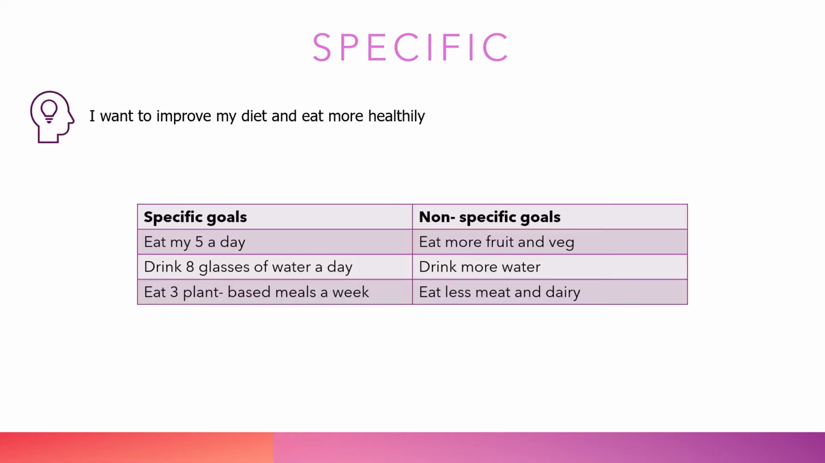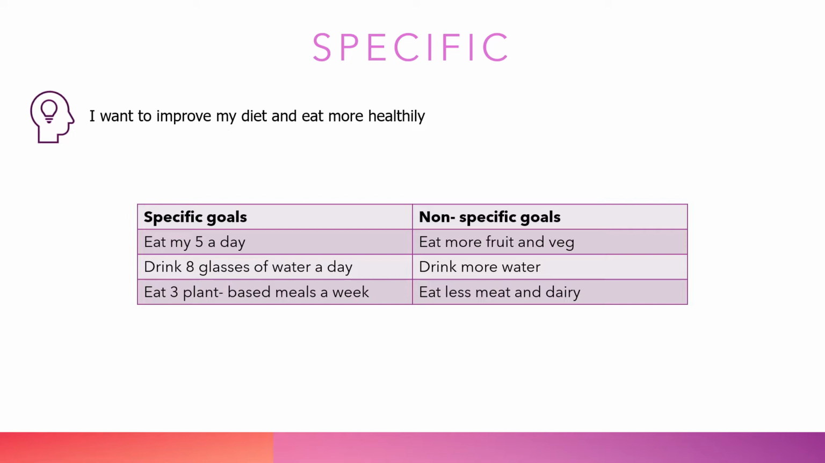So here we're going to use an example that we might have the thought that I want to improve my diet and eat more healthily. This is our example that we're going to use. So how do we make this specific? Well, we're going to look at some examples here. So here are some specific goals, in contrast with those non-specific ones. We've got eat more fruit and veg, drink more water, or eat less meat and dairy. These, as you can see, don't have that specific nature to them.